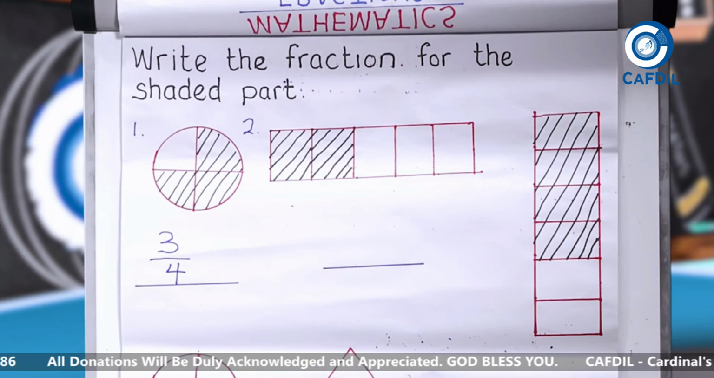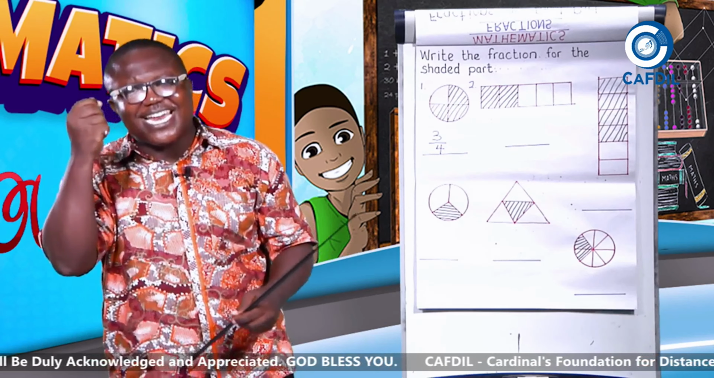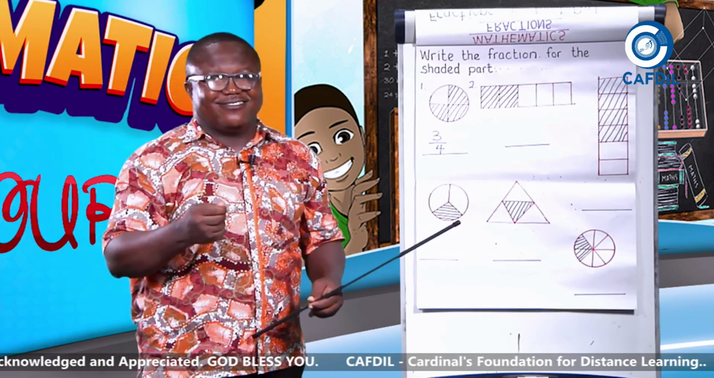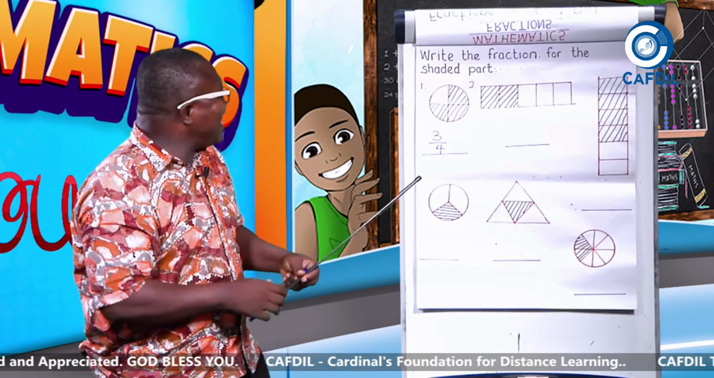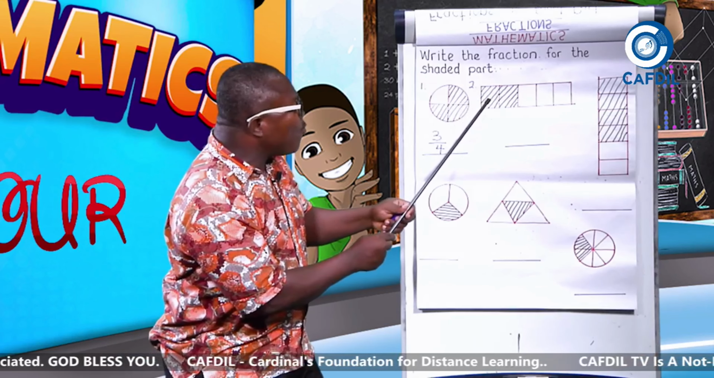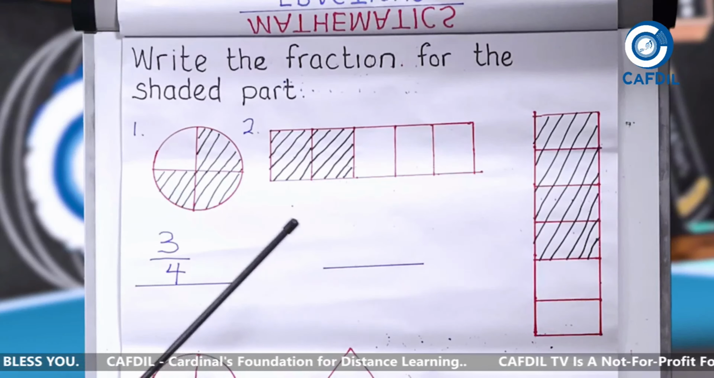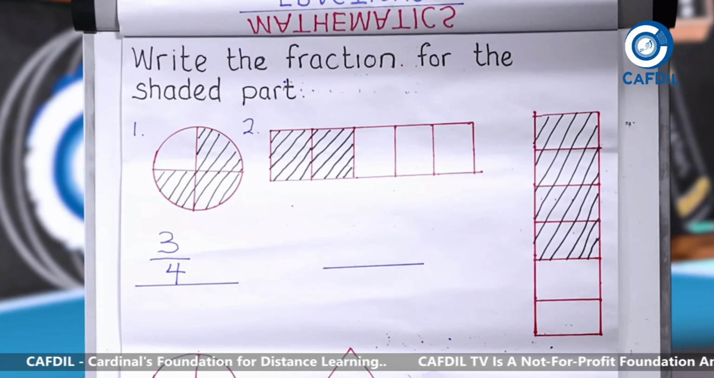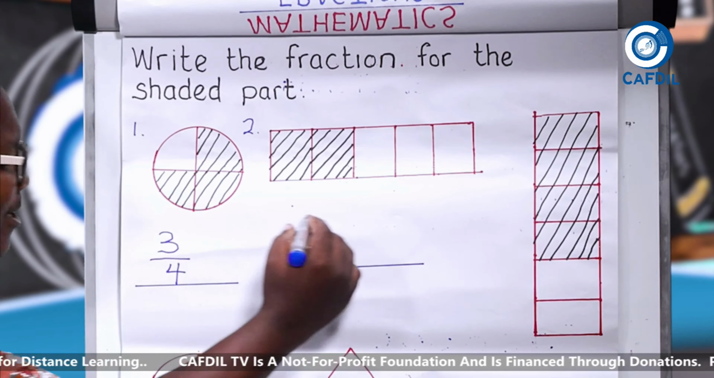Good. And of the 5, how many of them have been shaded? How many have been shaded? So here too we have what? 1, 2. So only 2 of them. They've shaded 2 of them. So when you are going to write the fraction for this, it's going to be what?